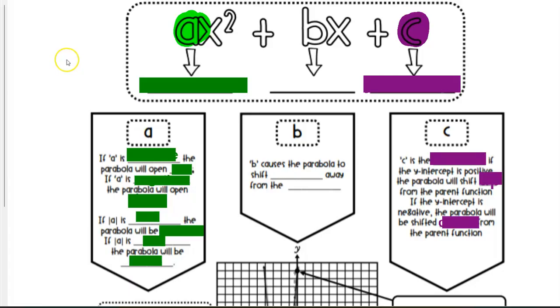What we're really going to focus on here is what the a tells us about the graph of the quadratic equation, or the parabola, and what c tells us about the graph of the quadratic equation. We're really not going to focus on b. So here, when we have ax squared plus bx plus c, the value of a tells us two things.